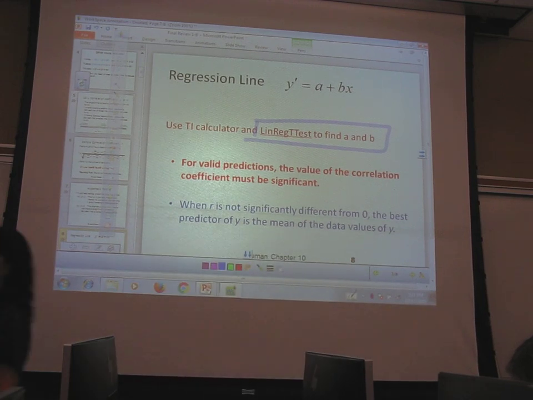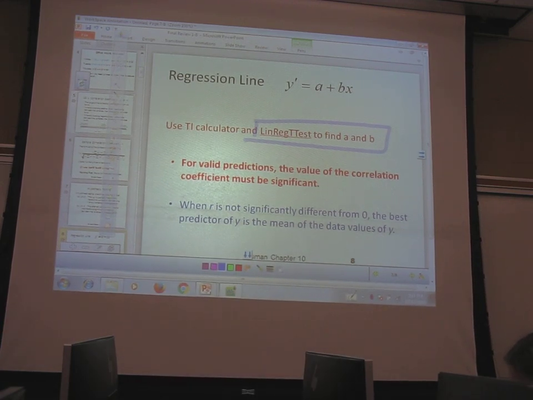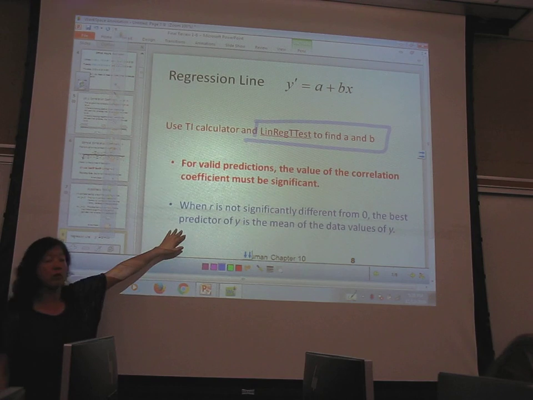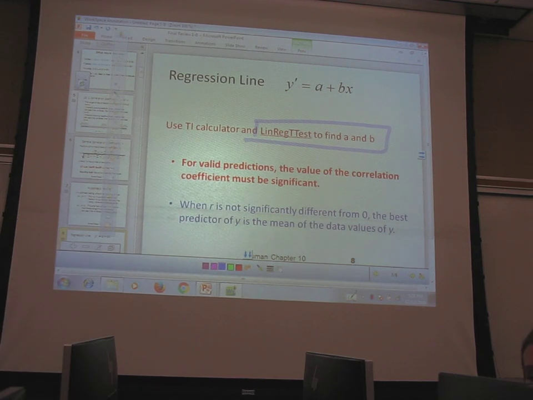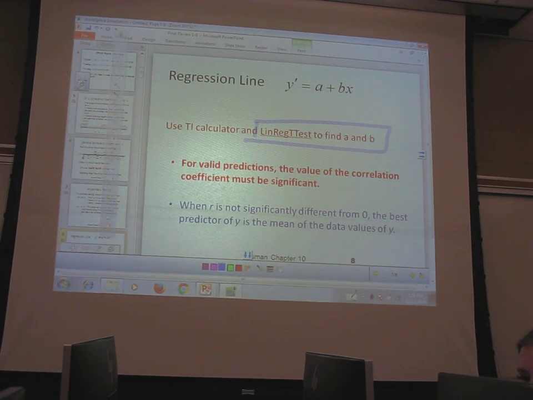All right, because who thinks that shoe size is related to how well you did on the test? Not correlated, right? So someone with a size 12 shoe, what's my best guess for their test score? The average, the class average. Makes sense? The y bar, the mean.